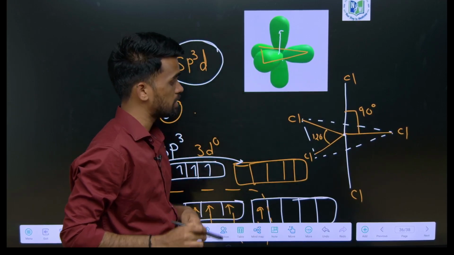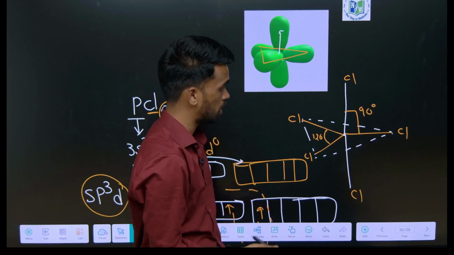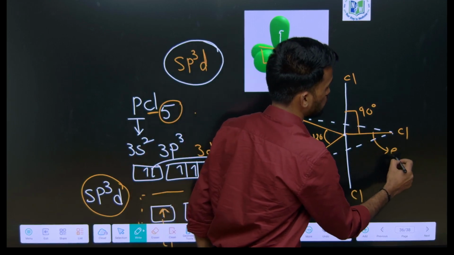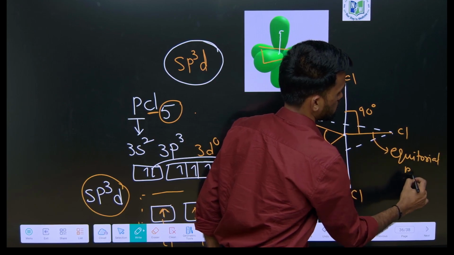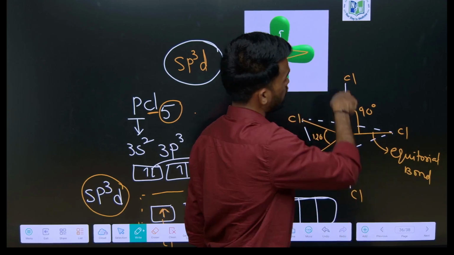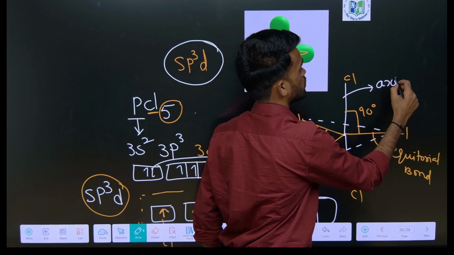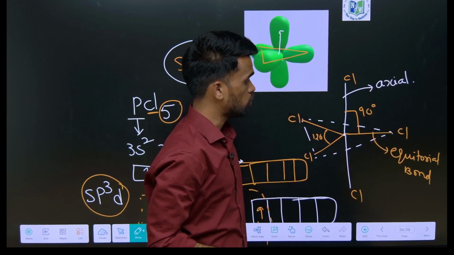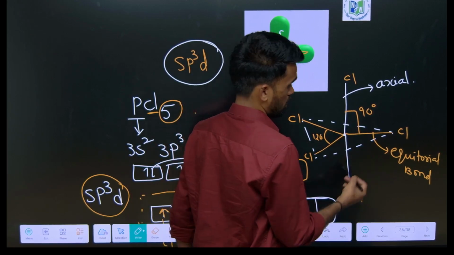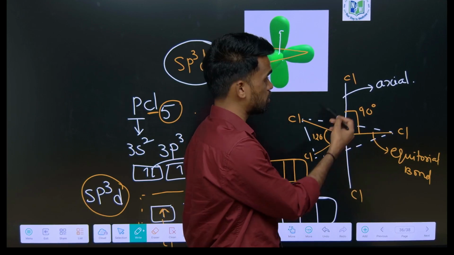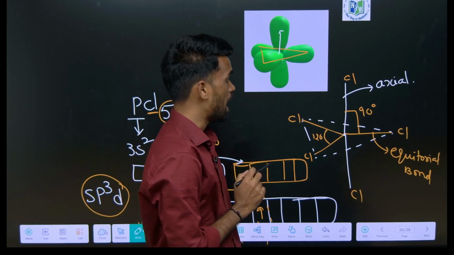Now you have to remember that the trigonal planar lines whatever we have written in yellow color, you should call them equatorial bonds. And the remaining white color lines above and below can be called axial bonds. Here you have to remember that equatorial bonds are more stable than the axial bonds. Which are more stable? Equatorial bonds are more stable than the axial bonds.